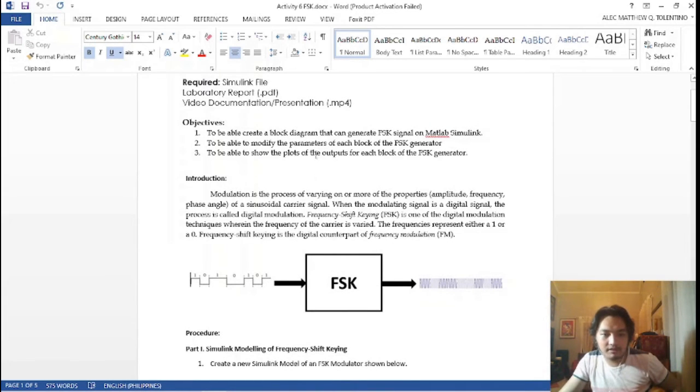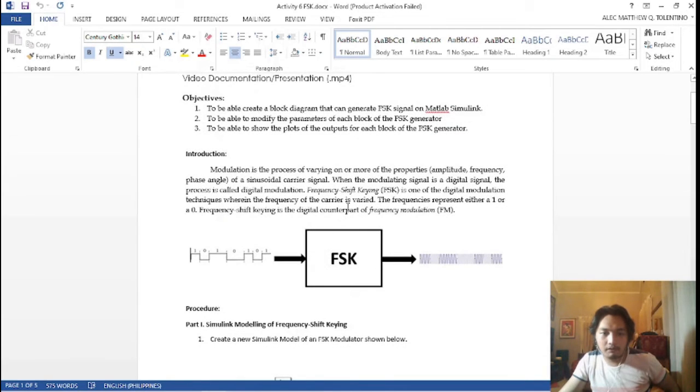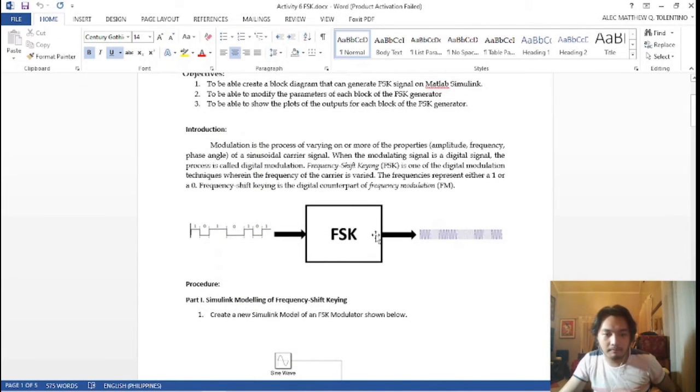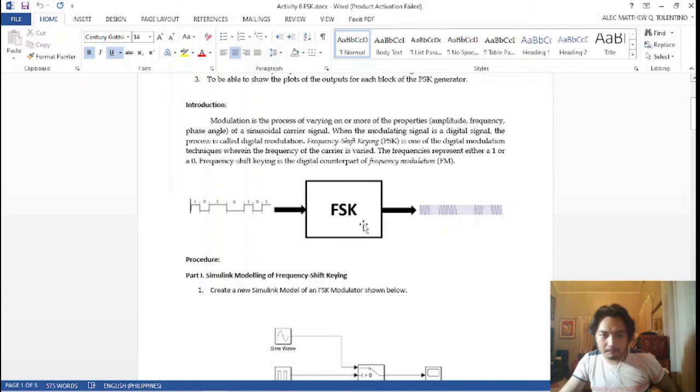So modulation is the process of varying one or more of the properties such as amplitude, frequency, and phase angle of a sinusoidal carrier signal. When the modulating signal is a digital signal, the process is called digital modulation. Frequency shift keying, or FSK, is one of the digital modulation techniques wherein the frequency of the carrier is varied. The frequencies represent either a 1 or a 0. Frequency shift keying is the digital counterpart of frequency modulation, or FM. So this is the diagram of the FSK.